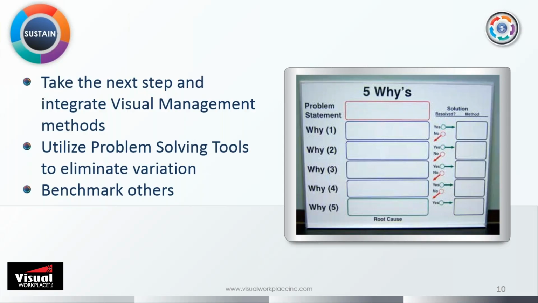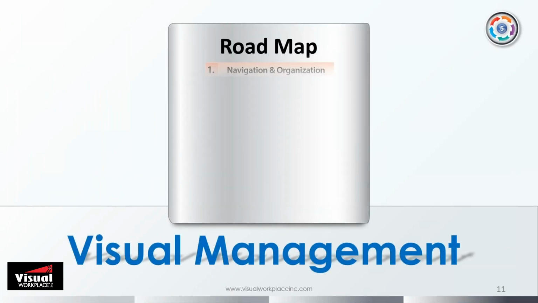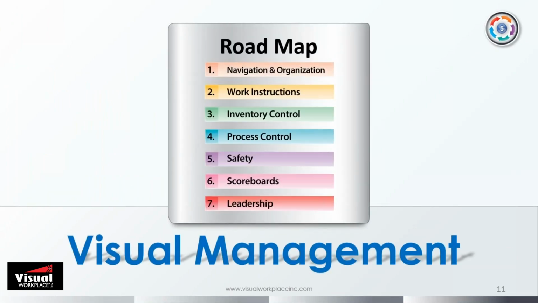5S is really that starting point for your lean implementation. And once everything is organized and you've set some standards and you're auditing and you're following those standards, you want to step into visual management and really look at some of the problem-solving tools for improving your processes now that you've got everything organized. So here is a roadmap that we've used in coaching, helping our customers develop that visual management environment once they've gone through a 5S methodology implementation.